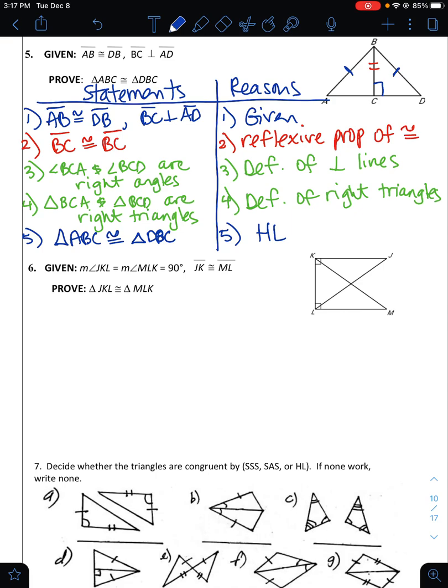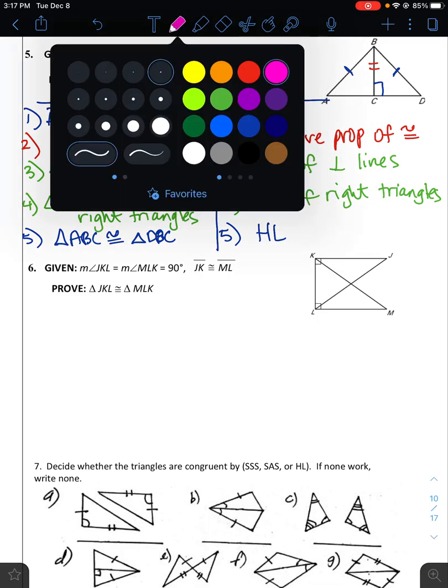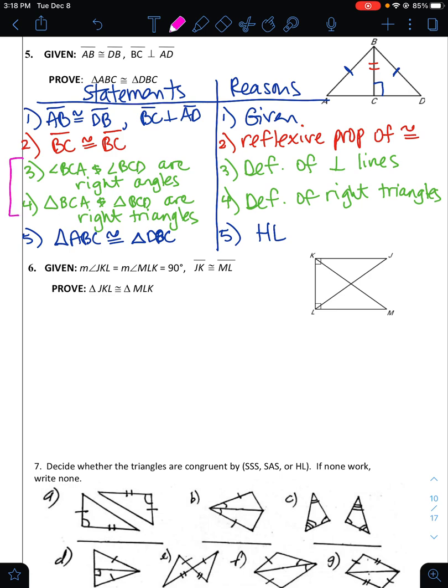So oftentimes, when we're working with HL, actually maybe I won't highlight. Let me just outline over to the side. Oftentimes when we're working with HL, I need these 2 lines together. So if I don't have in the given that I'm given right triangles, I need to establish that they're there.